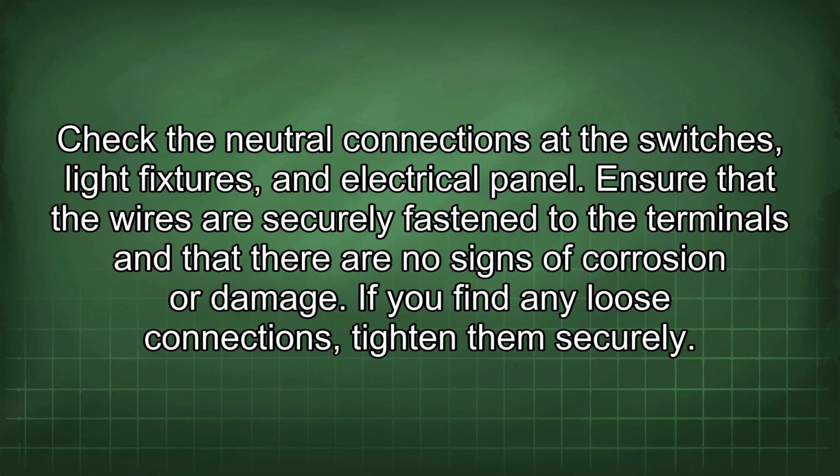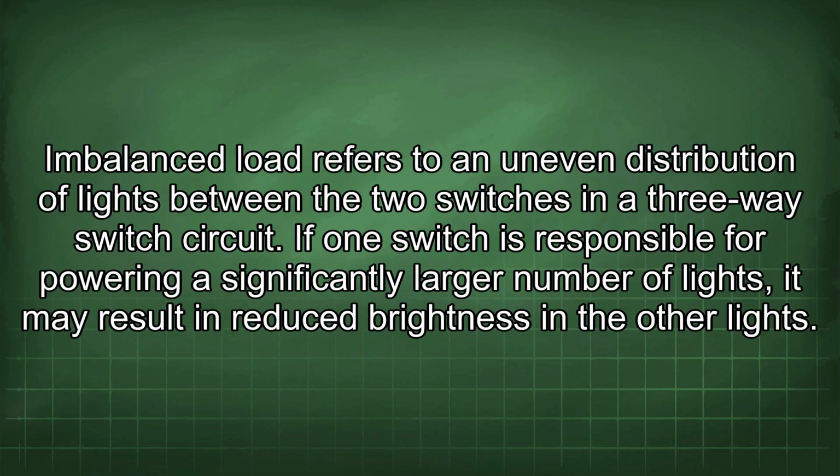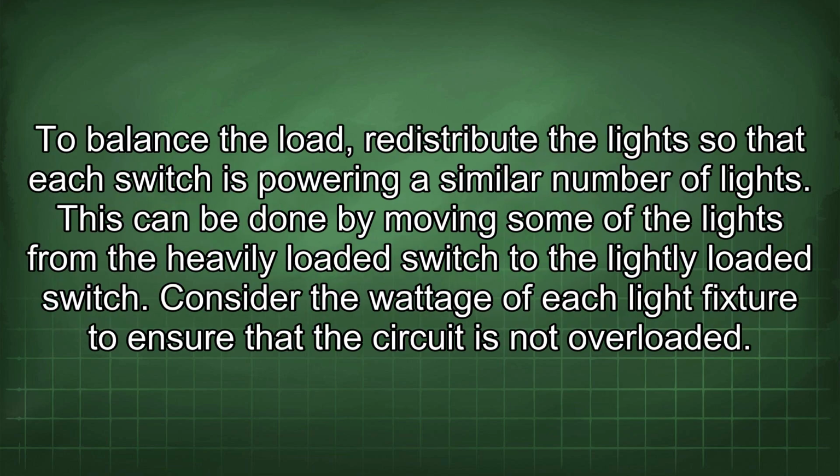If you find any loose connections, tighten them securely. Imbalanced load refers to an uneven distribution of lights between the two switches in a three-way switch circuit. If one switch is responsible for powering a significantly larger number of lights, it may result in reduced brightness in the other lights. To balance the load, redistribute the lights so that each switch is powering a similar number of lights. This can be done by moving some of the lights from the heavily loaded switch to the lightly loaded switch. Consider the wattage of each light fixture to ensure that the circuit is not overloaded.